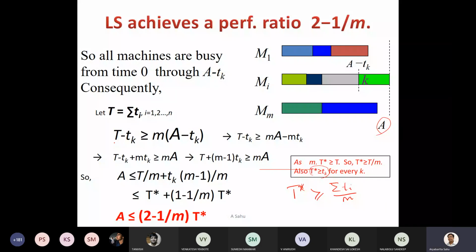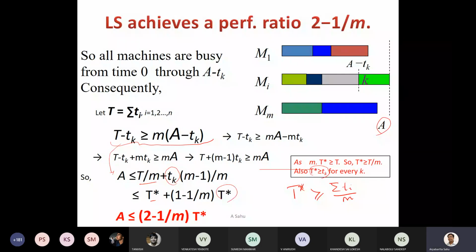Then we are replacing: this is T star, and in this case there is another thing called Tk. From this we get another T star. In this way, we can prove that A is less than or equal to 2 minus 1 by m times T star. So it is a little bit more analysis, but gives a reduced approximation value.